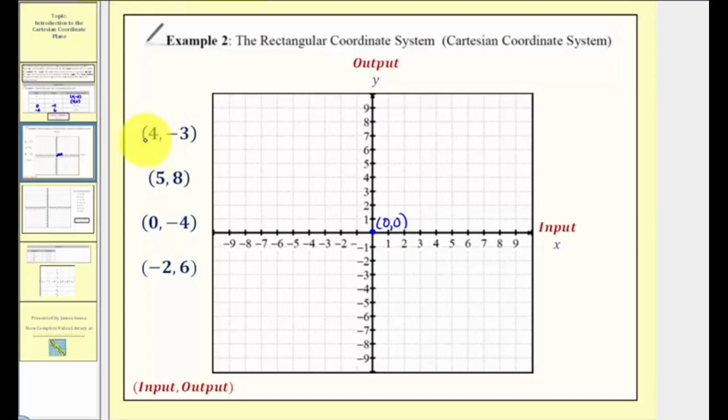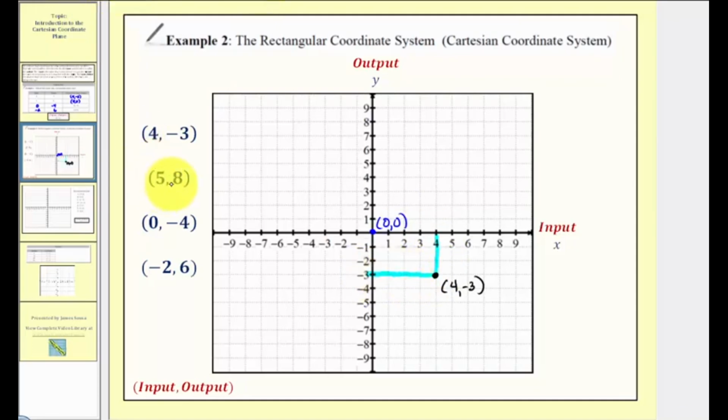So the first ordered pair is 4 comma -3, so we have an input of 4 and an output of -3. So because the input is 4 from the origin, we would go right 4 units. Remember, the input is always along the horizontal axis, and then because the output is -3, which we find along the vertical axis, from here we would go down 3 units. This would be the location of the point with coordinates or the ordered pair 4 comma -3. Notice at this location we have an input of 4 and an output of -3.